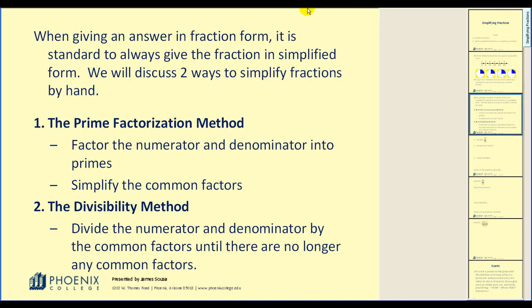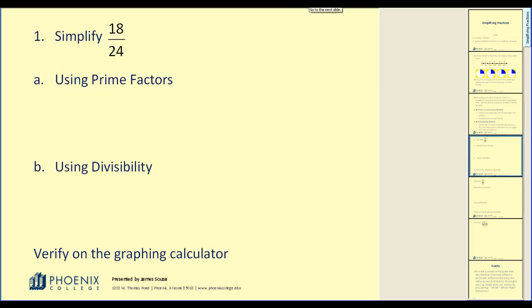When giving an answer in fraction form, it is standard to always give the fraction in simplified form. We will discuss two ways to simplify fractions by hand. Number one, and my preferred method, is the prime factorization method. We factor the numerator and denominator into primes and then simplify out the common factors. Or, if you're really good at your multiplication tables, you can probably use a divisibility method, and in that method you just divide the numerator and denominator by the common factors until there are no longer any common factors. Let's take a look at how this works.